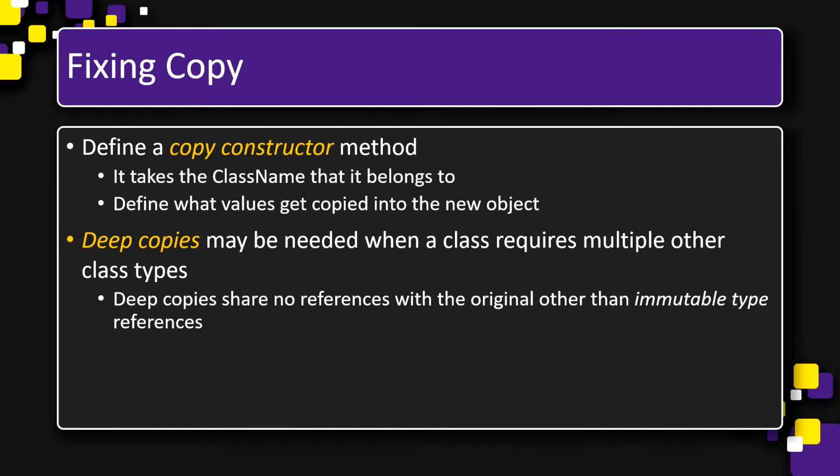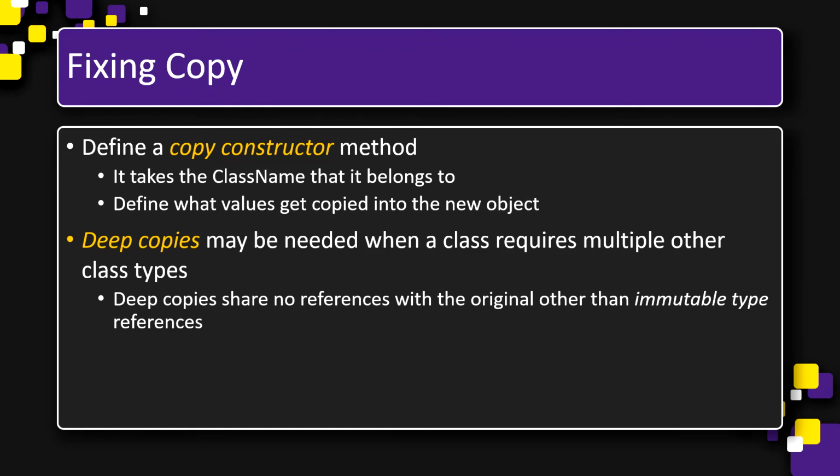Deep copies share no references with the original other than immutable type references. An immutable type is something like a string. Whenever we declare that the string has changed, it doesn't actually change the string. It creates a whole new object that has the new string information. So that's important to remember. Deep copies share no references with the original other than these immutable types because these immutable types can't change. And any other type of copy is considered a shallow copy.